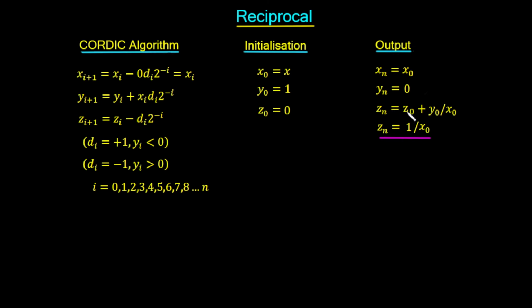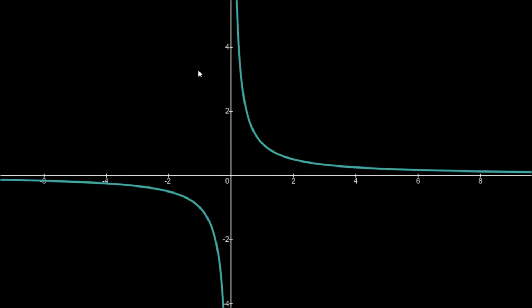Now what we could do is set the value of z0 to 0, and then set the value of y0 to 1, and then the input will be your value of x0. So that means that the output Zn is equal to 1 upon x0, so that is the reciprocal of the value x0. So let's have a look at this in the graphical calculator. So this is the function 1 upon x that we've seen just in the previous page.